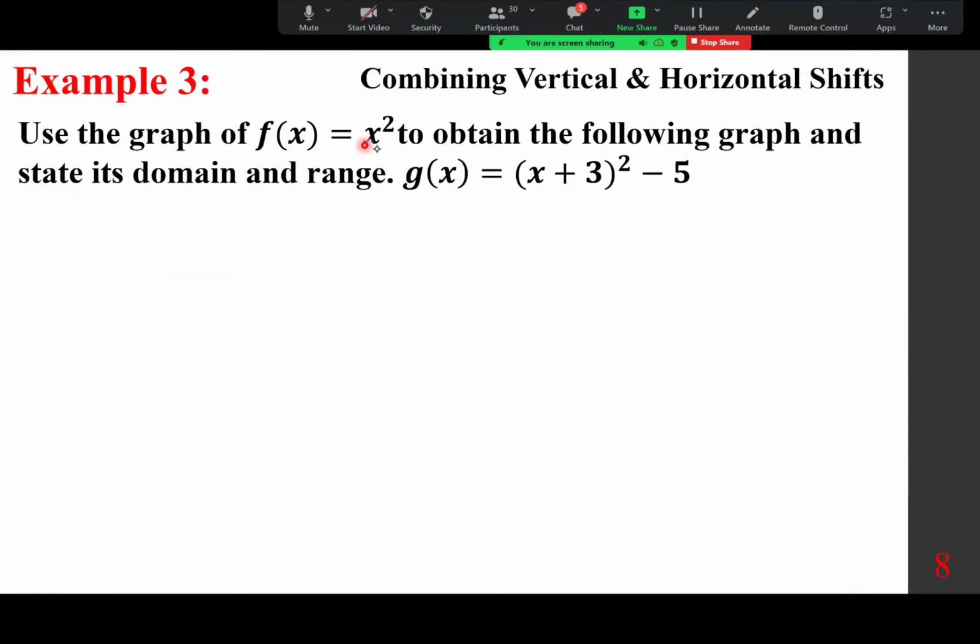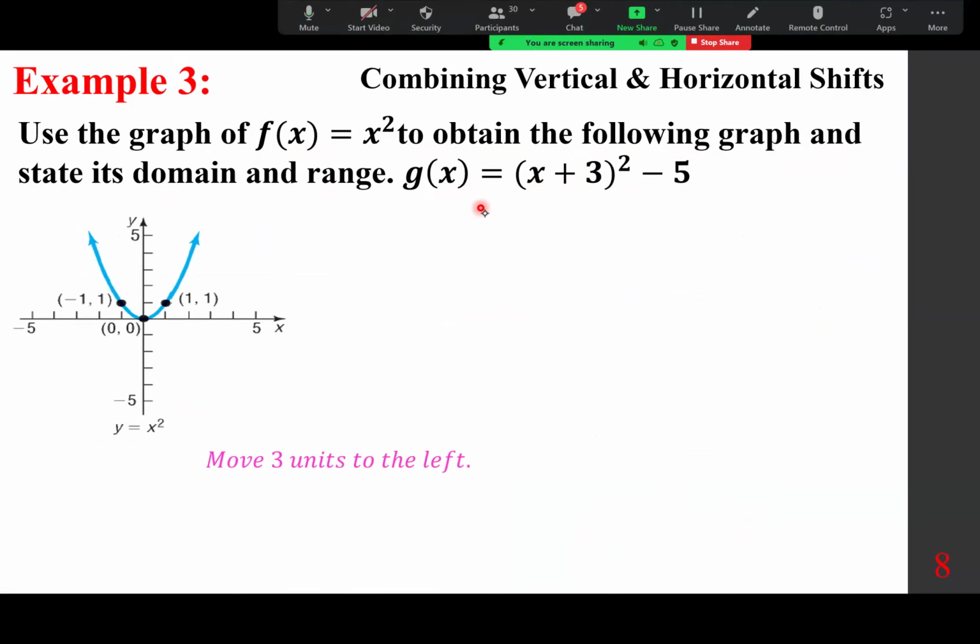Use the graph of f of x equals x squared as an essential or elementary function to obtain the following graph and state its domain and range. G of x is x plus 3 quantity squared minus 5. So obviously we're going to start with this one. Now we're going to replace the x with x plus 3. That means we are moving it to the left by 3 units. Move 3 units to the left.